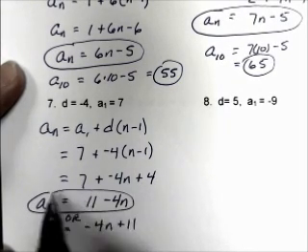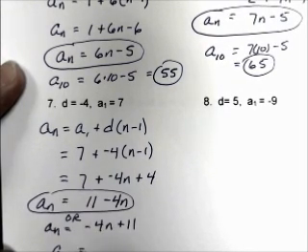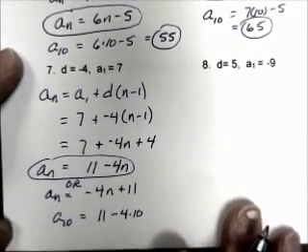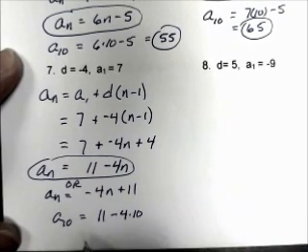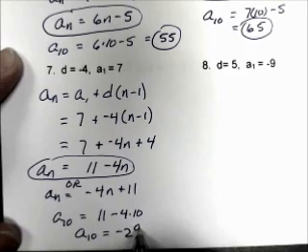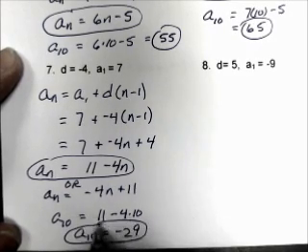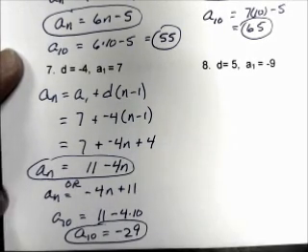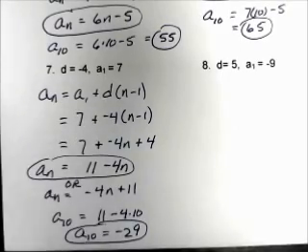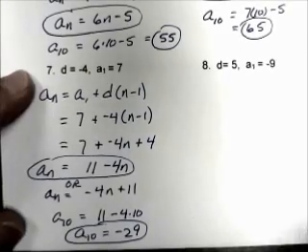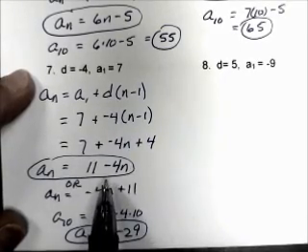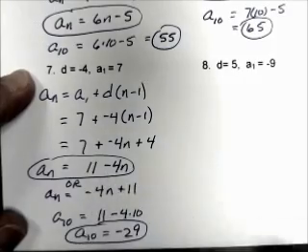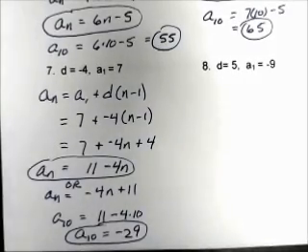And our 10th term, 11 minus 4 times 10 is 40. 11 subtract 40 is negative 29. And we can always check these on the calculator. We can take our rule, plug it into y equals, and then look at the table of values. I'll show you that tomorrow in class.